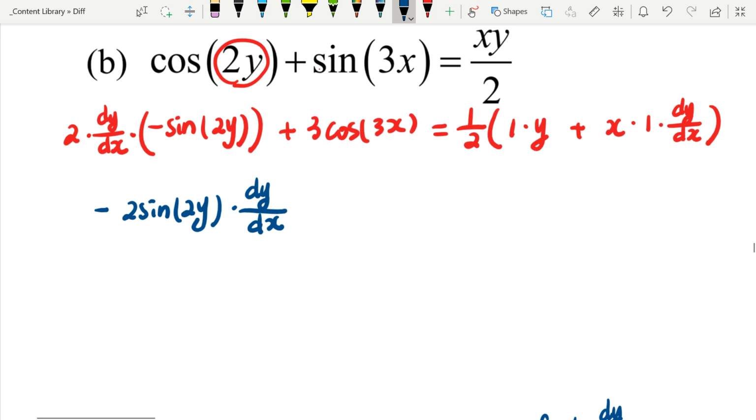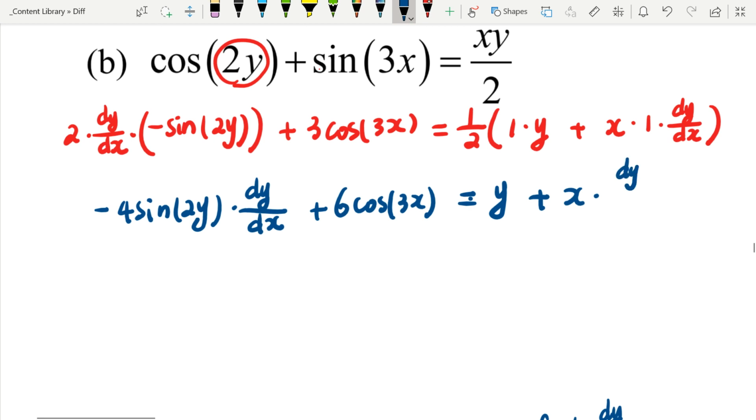You know what I'll do? I'll times the 2 on both sides. And what we have here is a y plus x times dy dx. I times 2 on both sides because I want to get rid of that half.